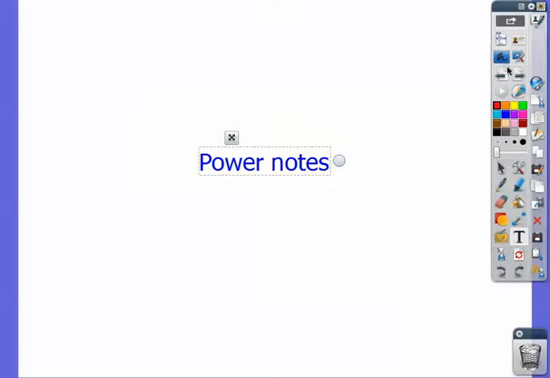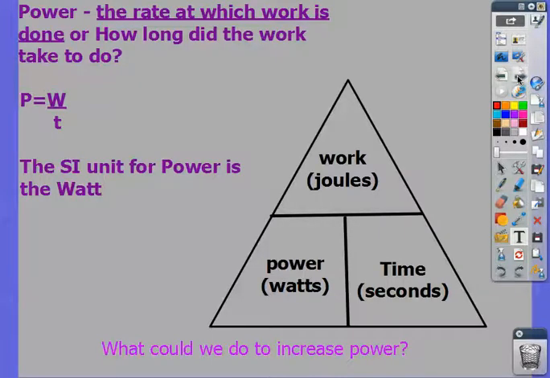So the first thing to understand is that power is really just a measure of the rate at which work gets done, or how long it takes to do some work. And we can calculate this with the formula that power equals work divided by time. The SI unit that we use for power is watts, and you've probably seen this before, like on a 60-watt light bulb. That's simply a measure of how much power that light bulb puts out. Or a 1,000-watt microwave, or a 1,200-watt microwave, tells us how much power that microwave puts out.